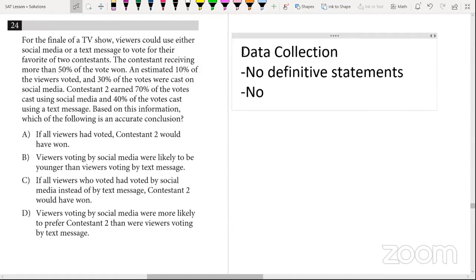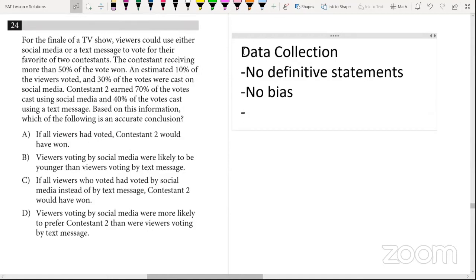Number 2, we want no bias. Bias is in the people you pick for your experiment or the location you pick for your experiment. For instance, I wouldn't want to go to a rock concert and ask people how many people there like rock and roll, because the fact that they're at a rock concert means that they like rock and roll.